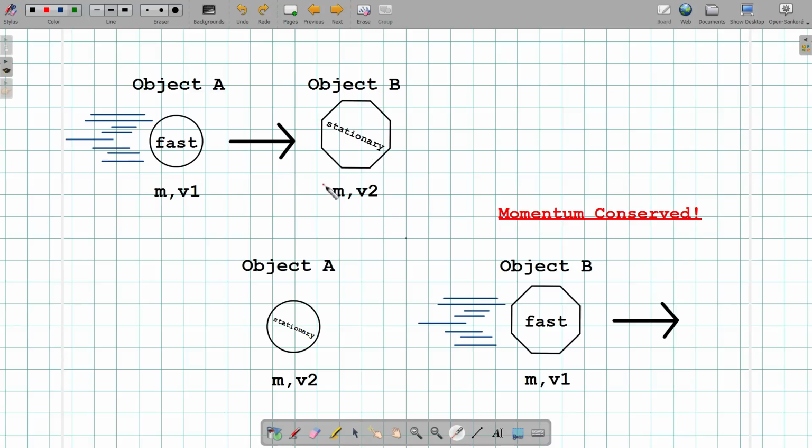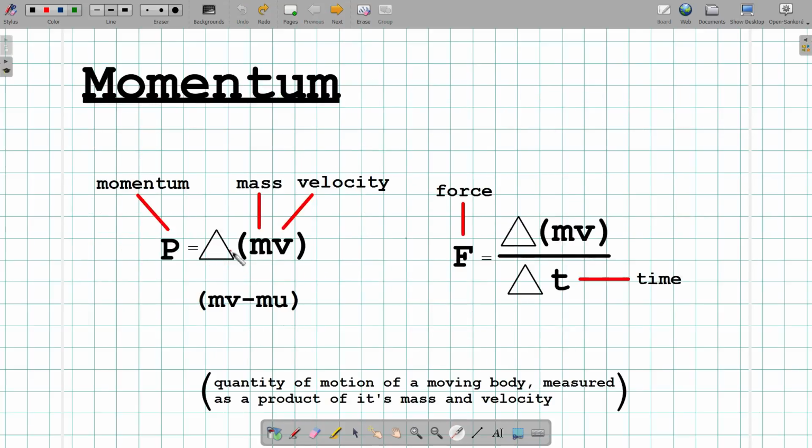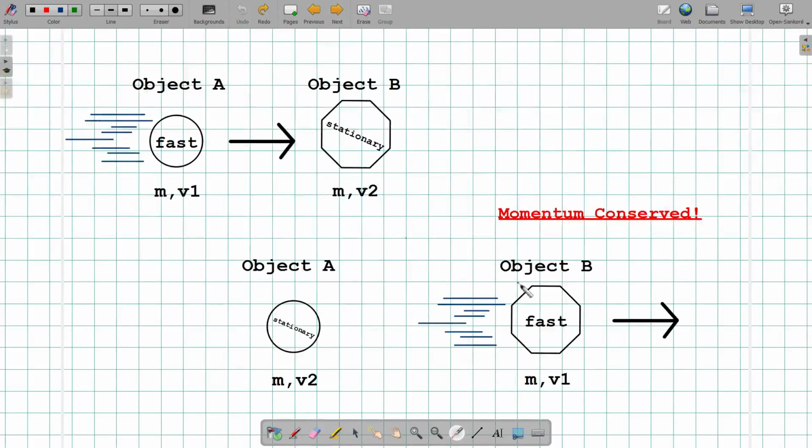But if object B had 2m, so twice the mass, we go back to this original equation, P equals mv. If we were to rearrange it to find the velocity that object B is going to be moving at after they've collided, it would be P over m is equal to v, so the momentum over the mass. And if the mass is 2 times greater, then it's going to be momentum over 2 times mass. It's simple rearranging. Object B is going to be moving at a velocity half that object A was moving at originally. So that's quite simple.